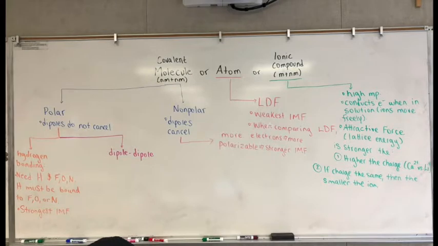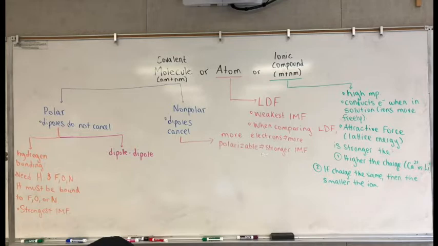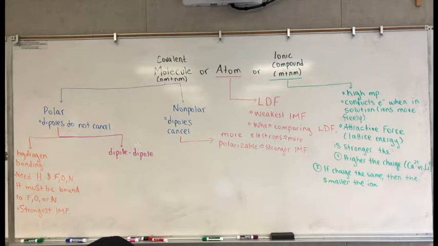If I'm comparing two different molecules or two different atoms that both have London dispersion forces, then the one that has more electrons, which you can determine based on which one weighs more, has a larger mass. But we don't talk about mass, we talk about electrons. The one with more electrons is going to be more polarizable, which means it's going to have a stronger intermolecular force, or a stronger LDF. So when I'm comparing all of these, hydrogen bonding is the strongest, followed by dipole-dipole, followed by London dispersion forces.